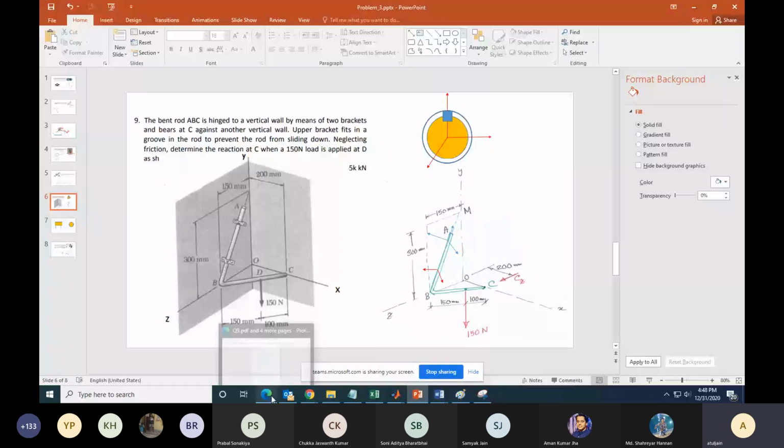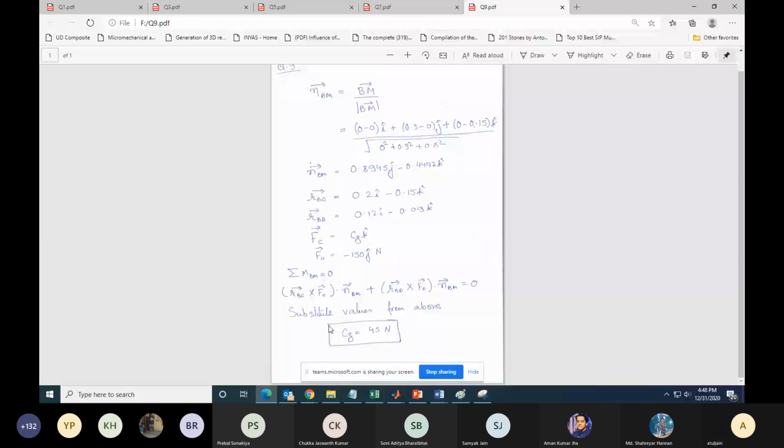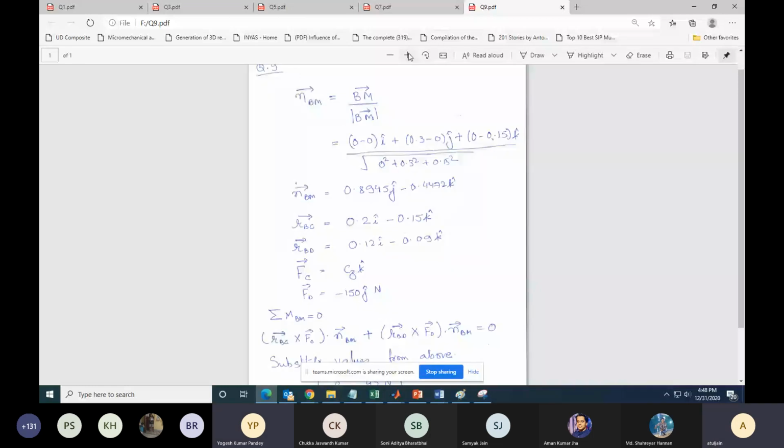Okay, I'm projecting my solution also. Sir, can you zoom a little? Okay. Ram Sundran, what did you not understand? I can maybe try to explain again.